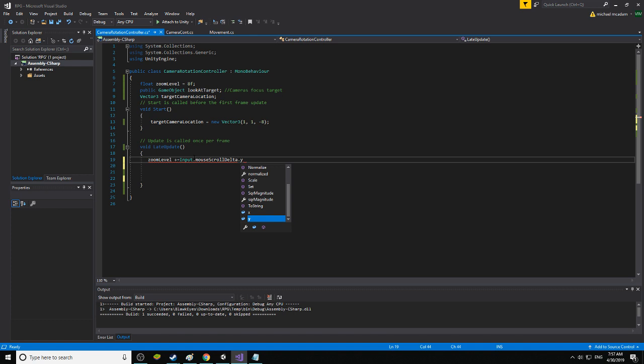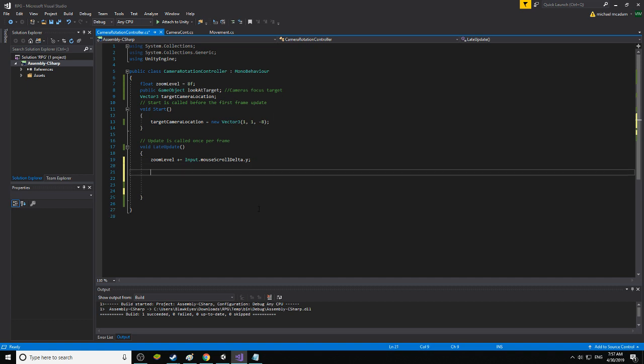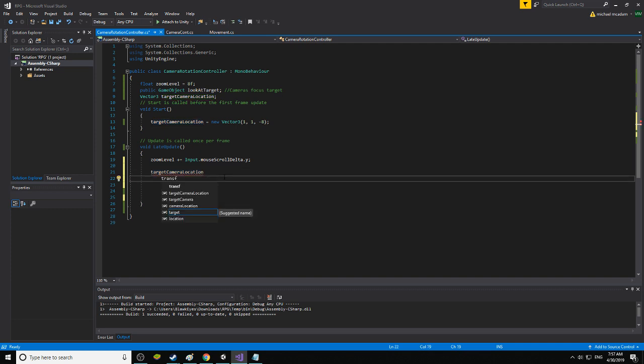Yeah. That'll let us change the zoom level. We're not even gonna worry about it now though. Okay, so target camera location. This is where our camera needs to go to. It's a vector we made to keep things organized, and at the end of all of this, we're going to set our actual camera to this location, and we're going to do it like this: position equals target camera location.